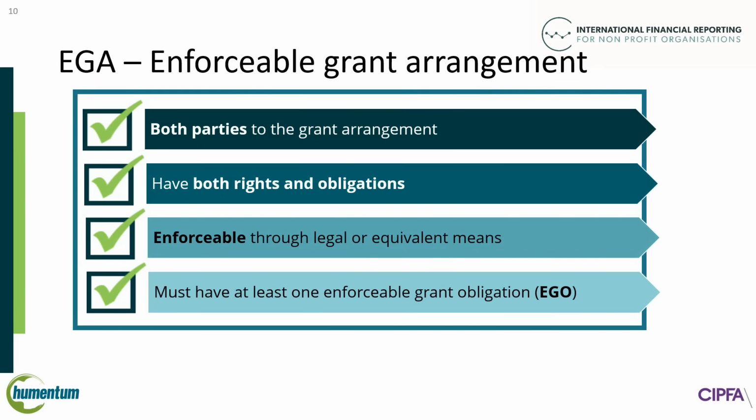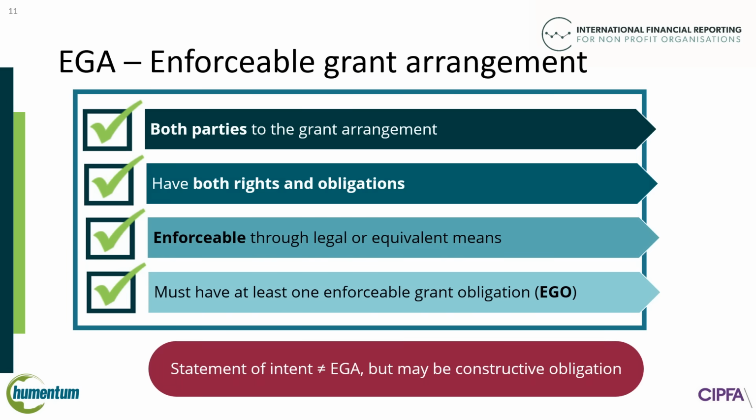Strict criteria need to be met for a grant to be an EGA. An EGA requires that both parties to the arrangement have both rights and obligations. In other words, the grant provider must have both rights and obligations, and the grant recipient must also have both rights and obligations. The arrangement also has to be enforceable by both parties, through legal or equivalent means. And finally, the grant arrangement must have at least one enforceable grant obligation, or EGO.